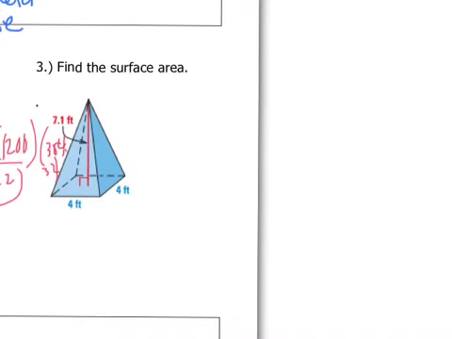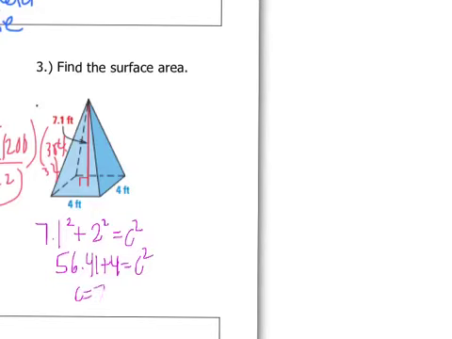Jackson, how did you find your slant height? Okay. Specifically, like, what were your numbers? Yeah. So I got 7.1 plus t squared equals c squared, which, and then that equals 56.41 plus 4. And then for the slant height, I got 7.38. Good. Okay.